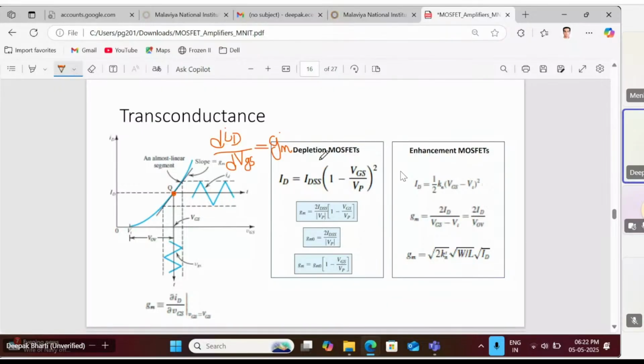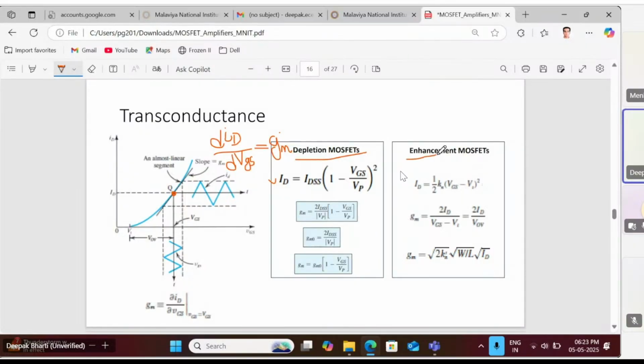And the expression for the transconductance is different for the depletion MOSFETs and the enhancement MOSFETs. The reason? Because their current equations are different. For the depletion MOSFETs, we use Shockley's equation. How can we get the expression of GM for the depletion MOSFETs? We have to differentiate Shockley's equation with respect to VGS on both sides. If you do so, you will get this: GM is equal to twice IDSS by mod Vp, times 1 minus VGS by Vp.